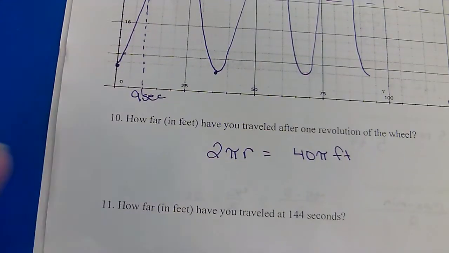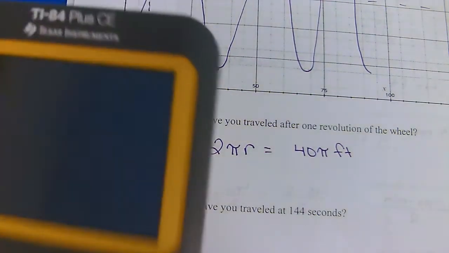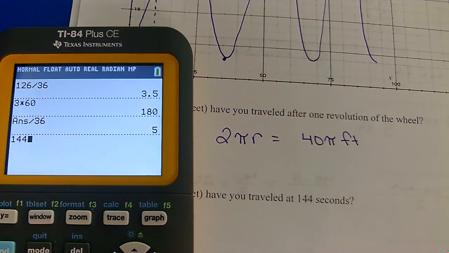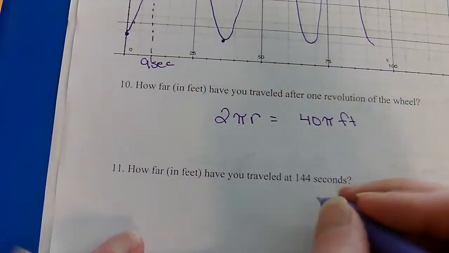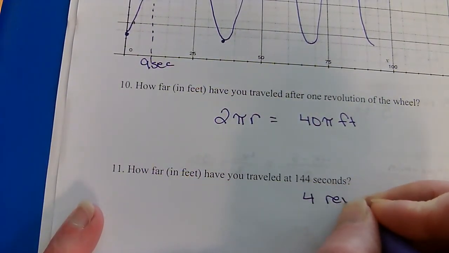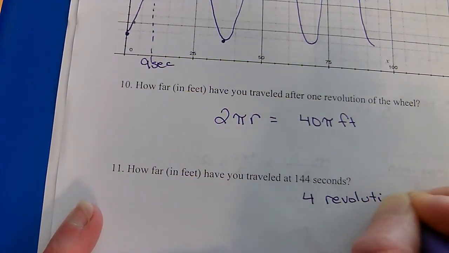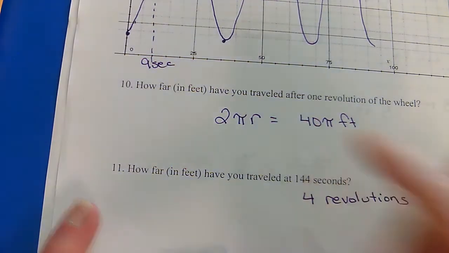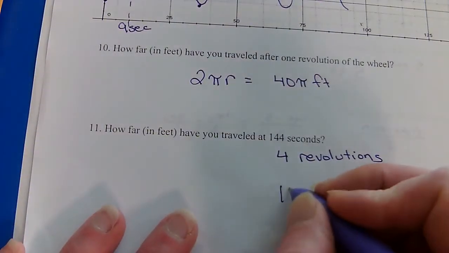How far have you traveled in 144 seconds? Well, let's see how many revolutions that is. That's 4 revolutions. So 4 times that distance.